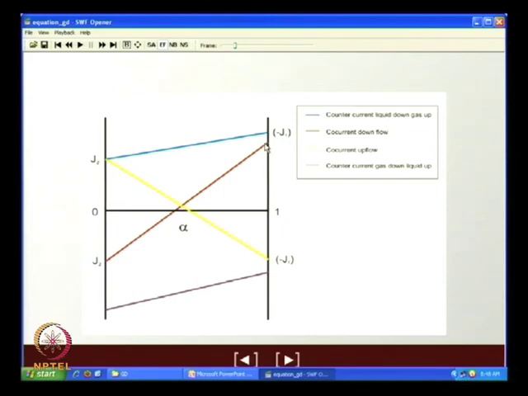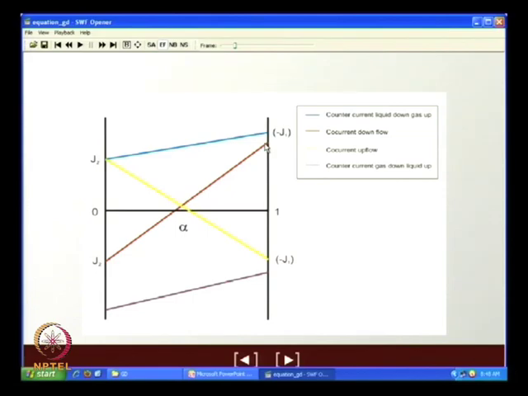Now, the other thing, countercurrent flow. Countercurrent flow can be of two types: one is gas up, liquid down, the other is liquid up, gas down. When it is gas up, liquid down, what happens? J2 is positive, J1 is negative, minus J1 is positive. So, this blue line lies entirely in the first quadrant.